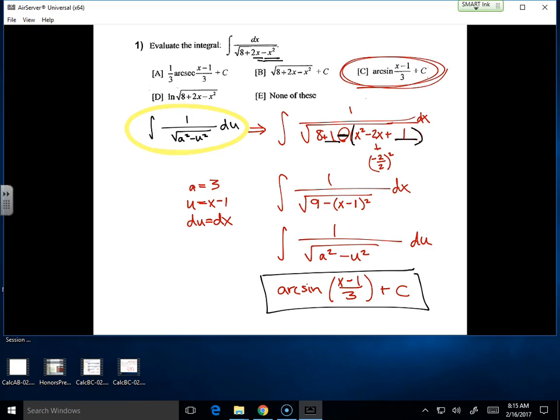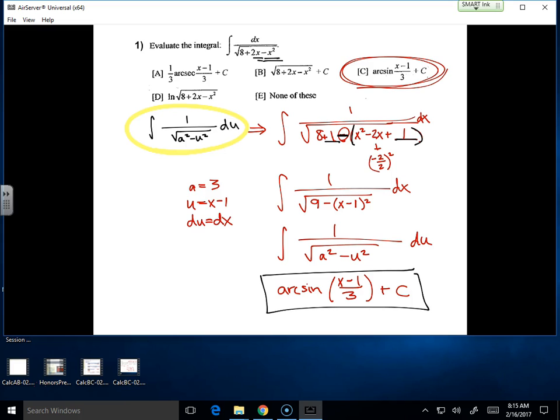Just be careful. It might try to trick you, and as you can see, letter A, some of you would have circled, and letter E, some of you would have circled. C is the only one. Questions on this one? Why was he tricky? Yeah, we had to complete the square, right?